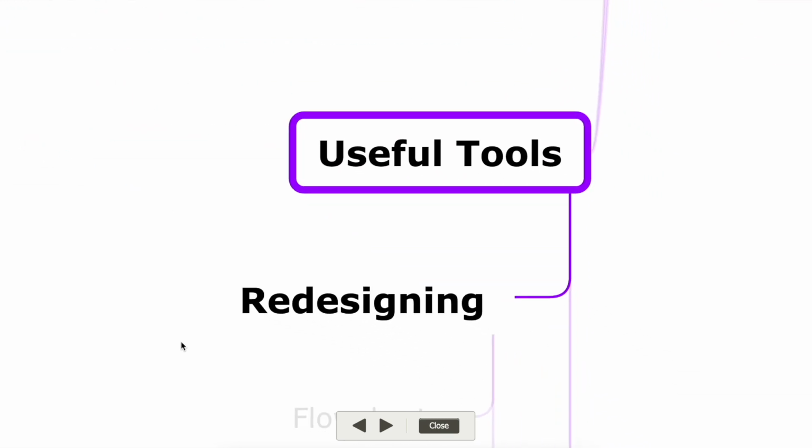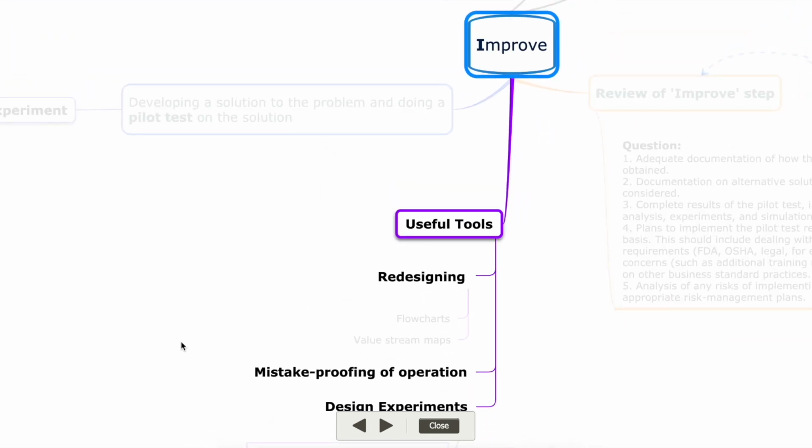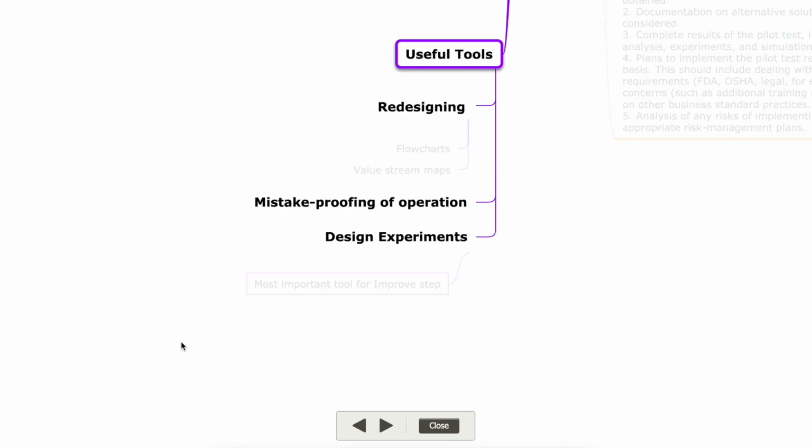The tools that can be useful in this step are redesigning, mistake proofing of operation, and design experiments. So, redesigning. In redesigning we can find help using flowcharts and value stream maps.